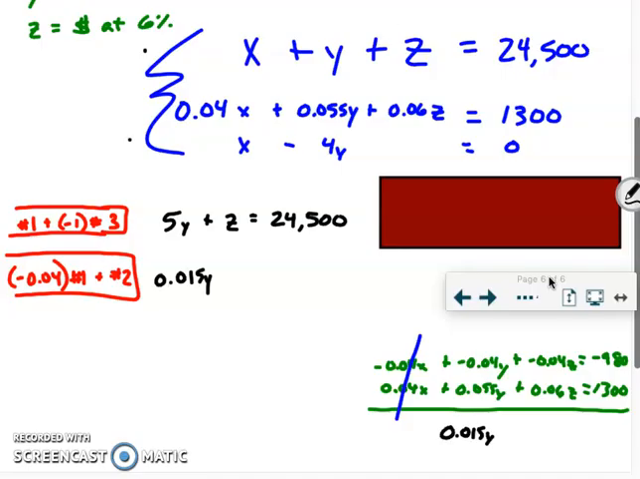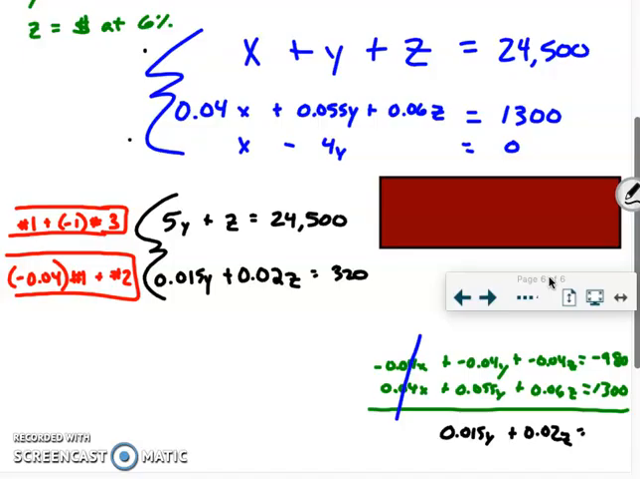When it comes to the z's, again, we have 0.06 and a negative 0.04 to obtain the 0.02, again, that's 2z, so plus 0.02z. And now this is going to be equal to, again, now we have to combine our negative 980 plus 1,300. So here is our system of equations.